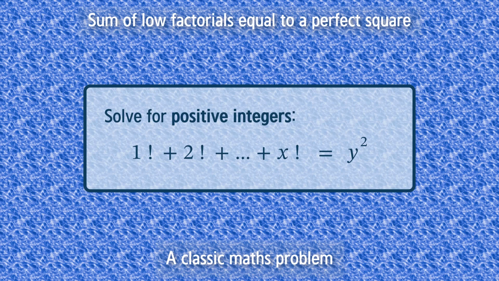Just in case, I remind you that the factorial of a number is the product of integers starting with 1 and ending with the given number. Thus, 1 factorial is just 1, 2 factorial is 1 times 2, which is 2, 3 factorial is 1 times 2 times 3, which is 6, etc.